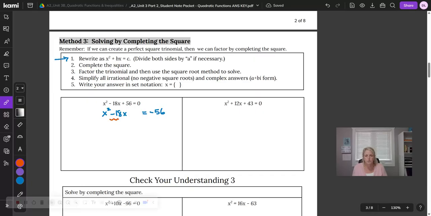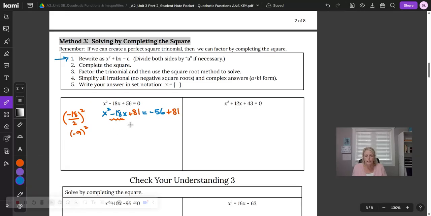So I'm going to look at my b term, which is negative 18. We have to divide that by 2 and then square it. So negative 18 over 2 is a negative 9, and then negative 9 squared is an 81. So I'm going to add 81 in here to complete my square. So now I have a perfect square trinomial. In order to keep my equation balanced, I'm going to add 81 on the right side of my equal sign as well.